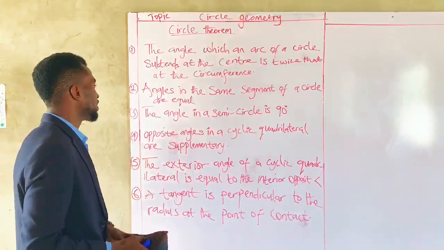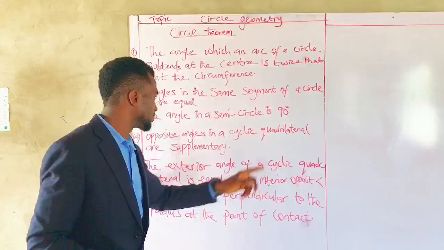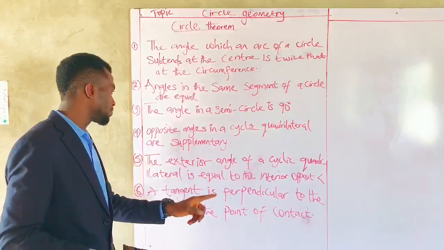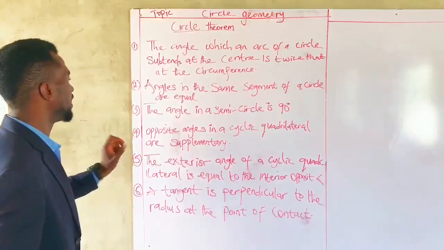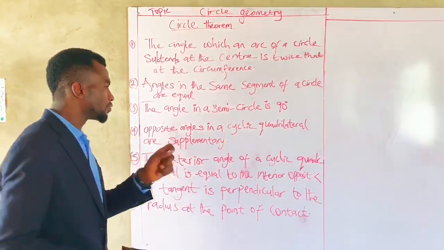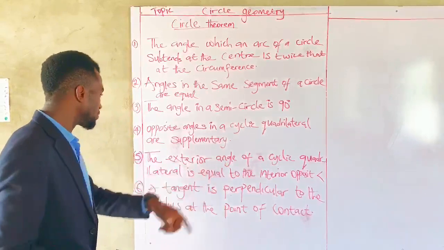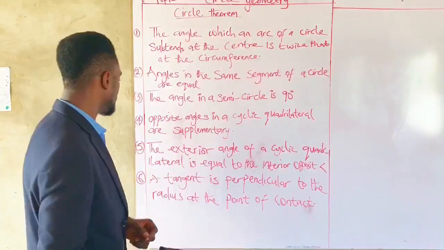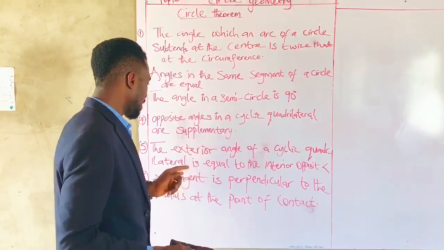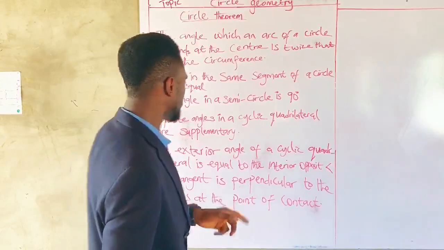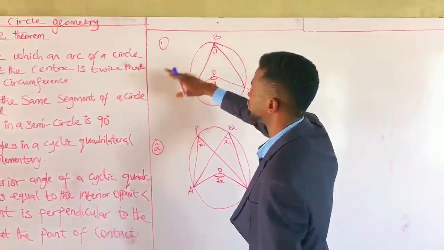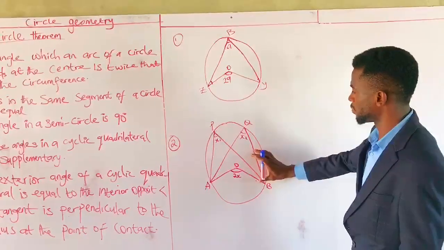While the third theorem says the angle in a semicircle is 90 degrees. The fourth theorem says opposite angle in a cyclic quadrilateral is supplementary. While the fifth one says the exterior angle of a cyclic quadrilateral is equal to the interior opposite angle. Then the sixth one says a tangent is perpendicular to the radius at the point of contact. Alright. This is the explanation of number one. The theory of number one has this diagram and the theory of number two has this diagram.